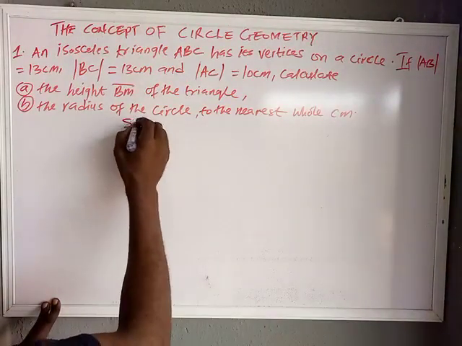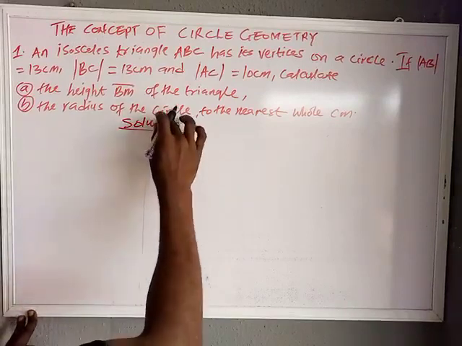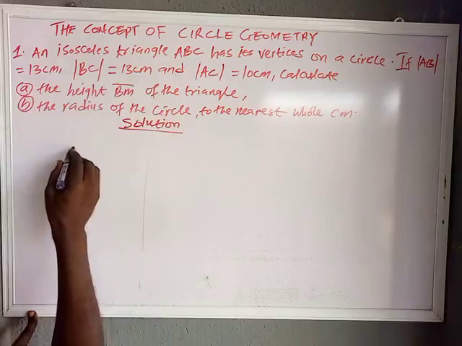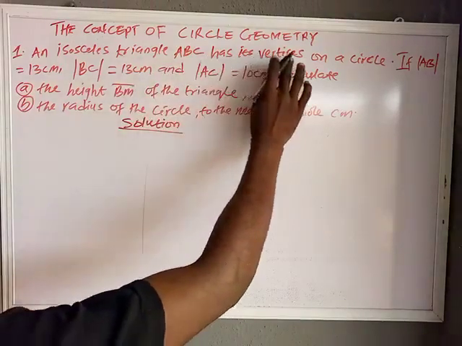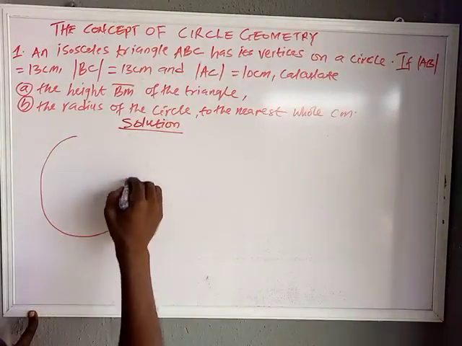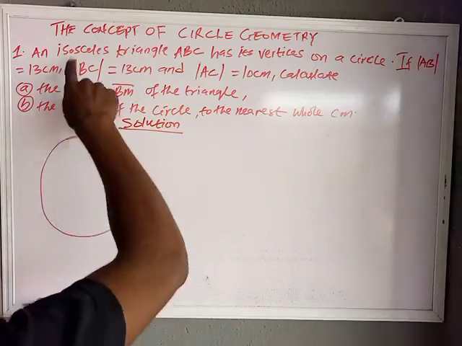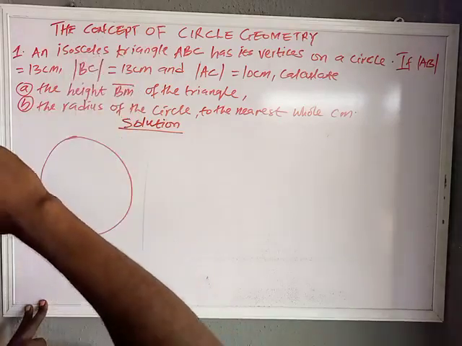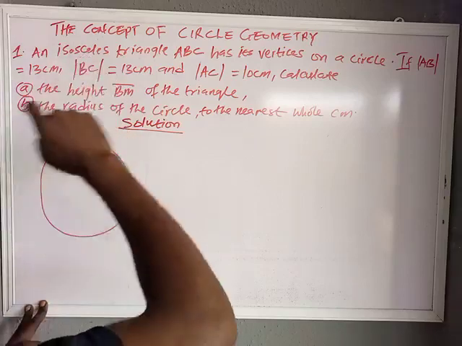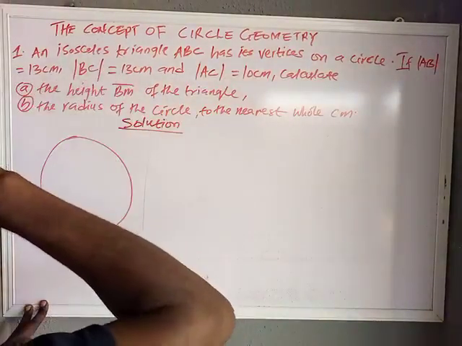Now, let's solve this. We have an isosceles triangle with its vertices on a circle. So the first thing to do is to draw a circle. An isosceles triangle is a triangle in which two of its sides are equal, so only two sides are equal. That's why, if you observe, AB is 13 centimeters and BC is 13 centimeters.